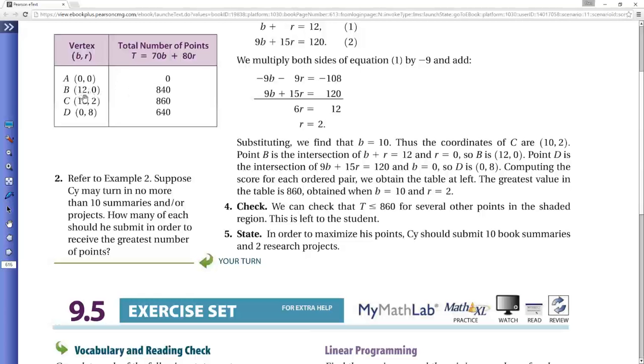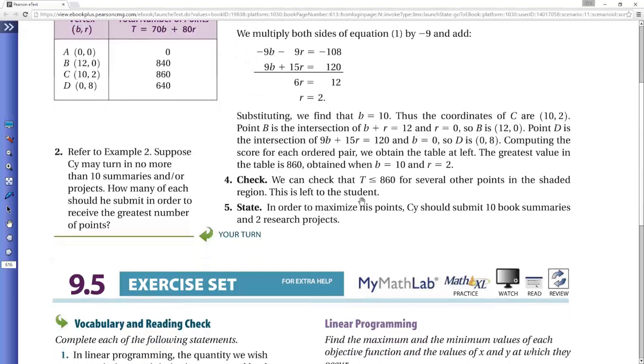It's within the constraints, right? These are on that feasible region. These are the vertices of the borders of that quadrilateral. You get 840, right? And here on C you get 10 and 2, we end up with 860, and point D ends up being 640. This is probably where you want to be if you want to get the most amount of points, 860. So we know that we can check that the total points is less than or equal to 860 for several other points in that shaded region. This is left to the student.